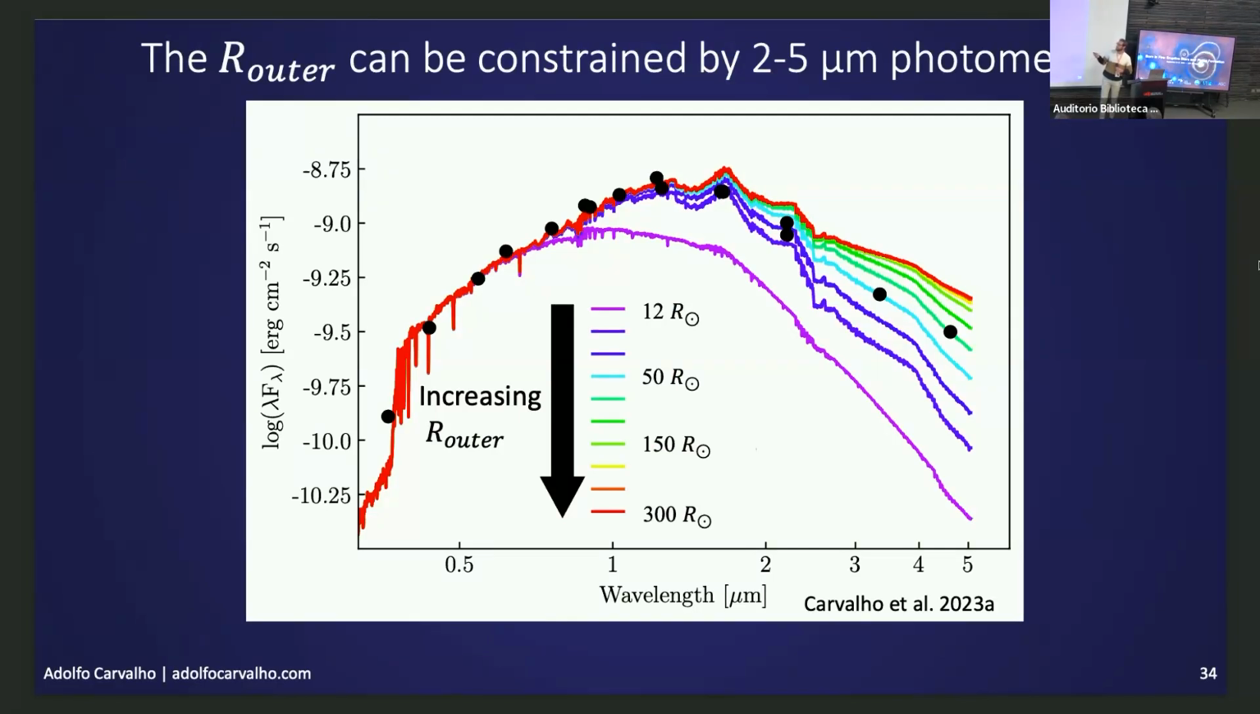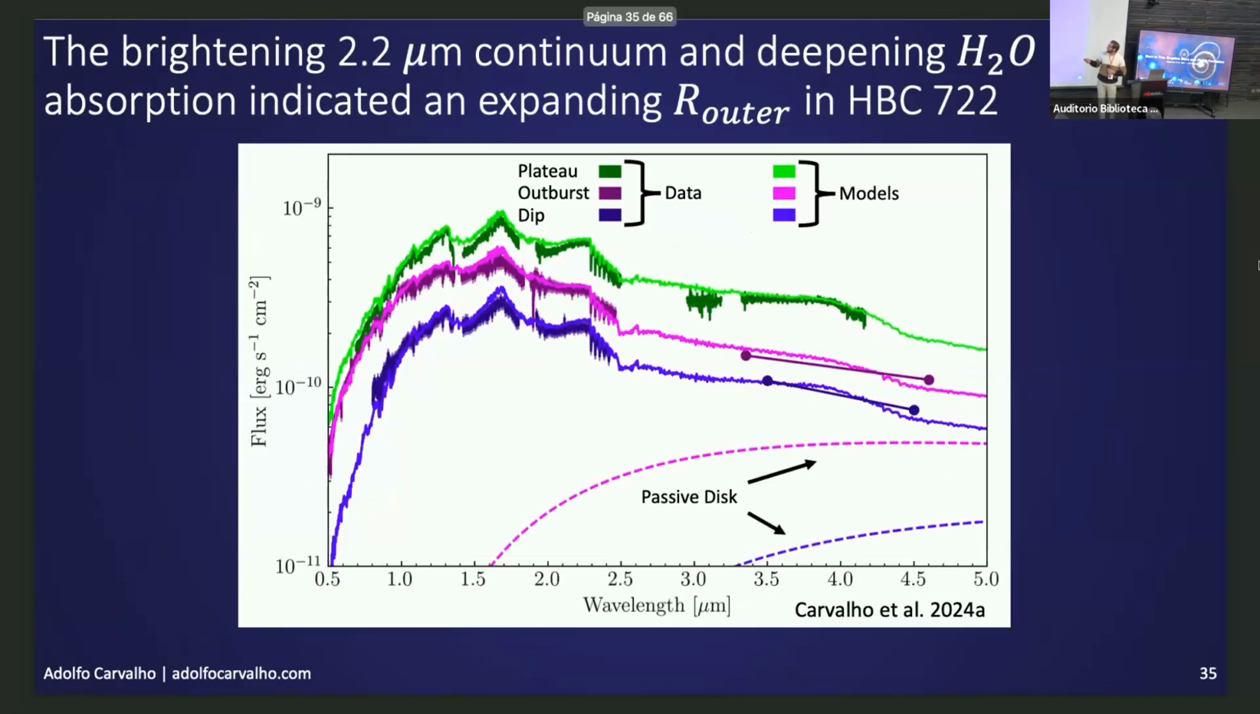For larger values, it's of course brighter, and we get an excellent match. Sorry, the colors aren't showing up great, but you can check this figure out in my earlier paper. We get an excellent match to the data by assuming that at outburst, again, R outer is set at 25 stellar radii, and you have a passive disk component picking up the 3 to 5 micron range.